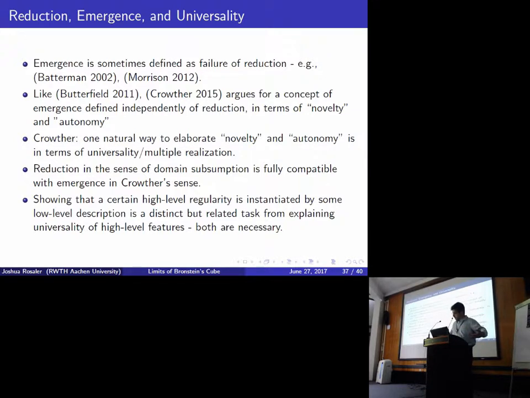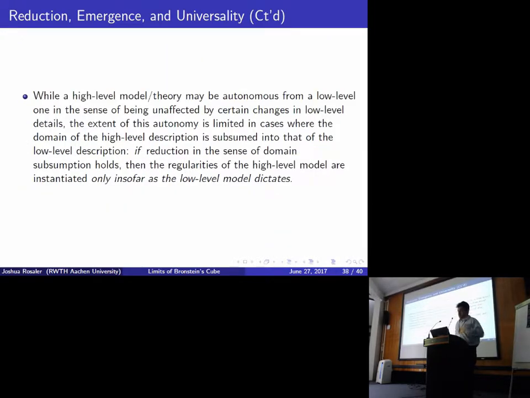Reduction in the sense of domain subsumption only requires that there be some quantity in the low-level model that approximately instantiates the high-level dynamics in cases where the high-level dynamics works. That is perfectly consistent with the high-level dynamics being multiply instantiated within the low-level model. So showing that a particular high-level regularity is instantiated by some low-level description is a distinct task from explaining universality, or why we have multiple instantiation in certain cases. Both sorts of explanation are necessary. And so finally, I'll just finish up with a final point.